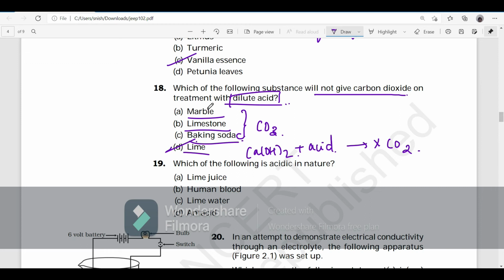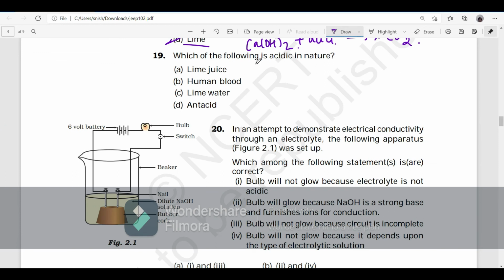Just about the formulas to be done. Next, which of the following is acidic in nature? Is it lime juice? Is it human blood? Is it lime water? Or is it antacid? Antacid, of course, it's not. Lime water, you know the reason, right? Because it's used to neutralize the acid, so it must be a base. Human blood is not acidic.